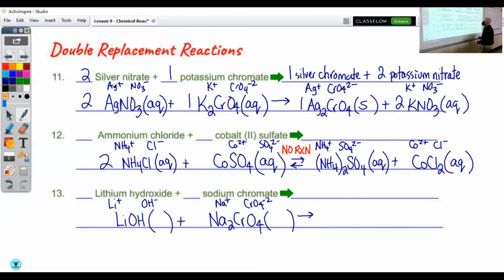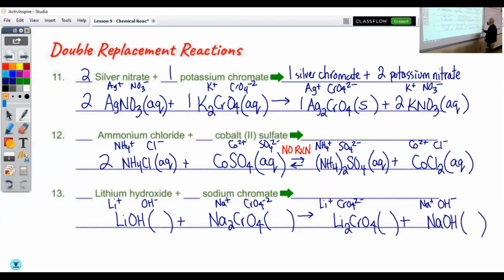Next, on the product side, we're going to combine lithium and chromate to make lithium chromate, CrO4 2-. So we need 2 copies of lithium. And we'll make Na and OH. So Na is +1, OH is -1. So we have NaOH.